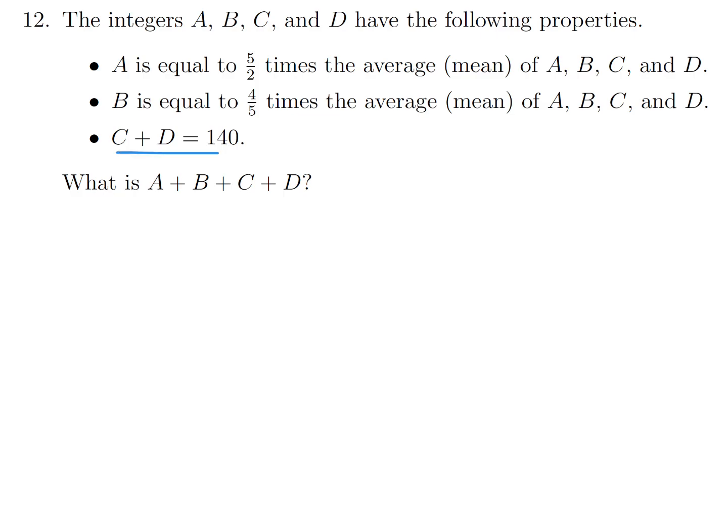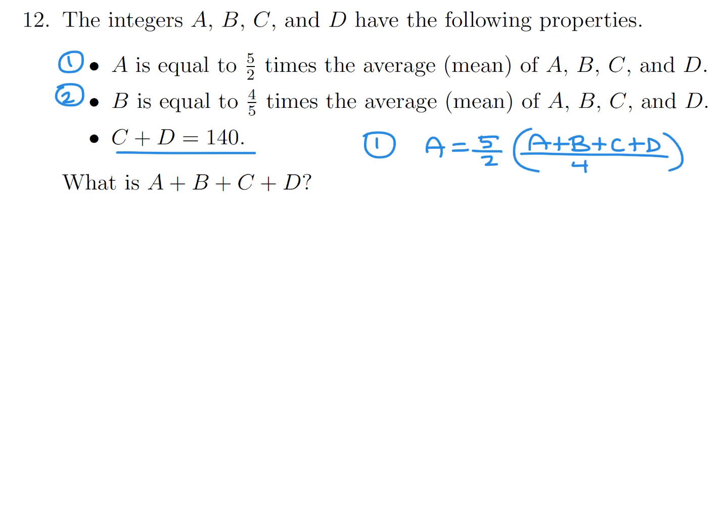So this one is going to be helpful, this guy and this guy. So one, in terms of a math equation, would be a is equal to 5 over 2 times (a plus b plus c plus d) over 4. And 2, in terms of an equation, would be b is equal to 4 over 5 times (a plus b plus c plus d) over 4.